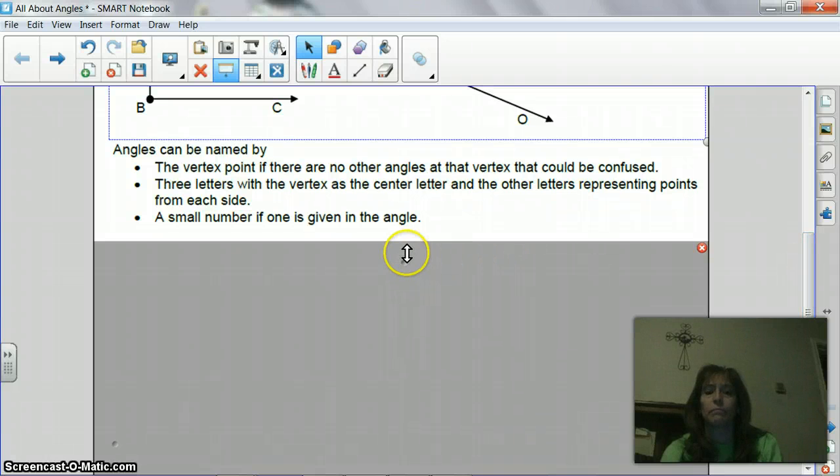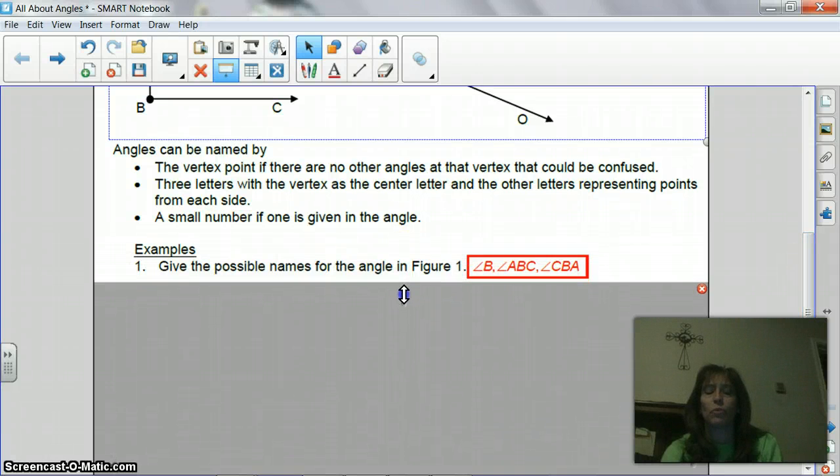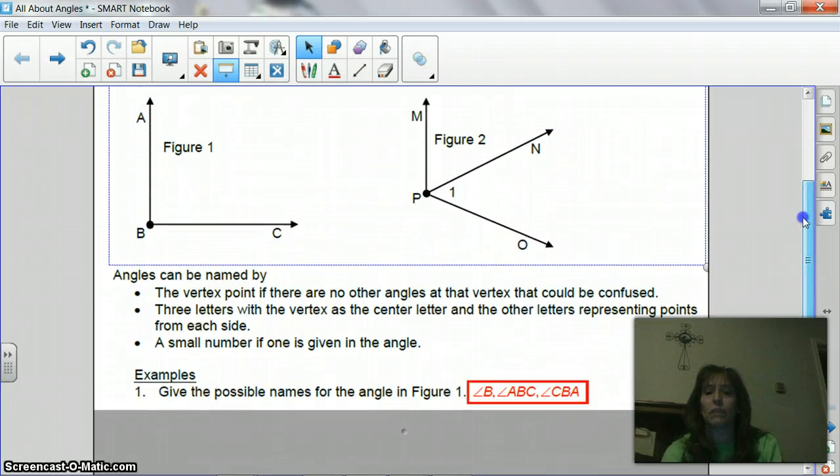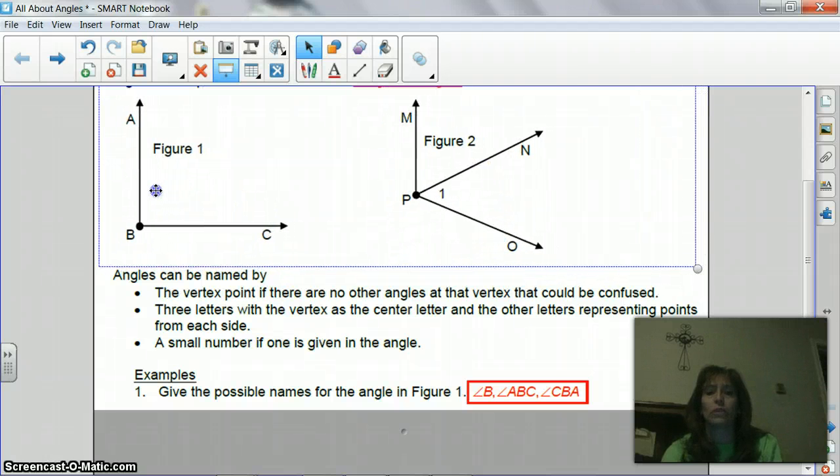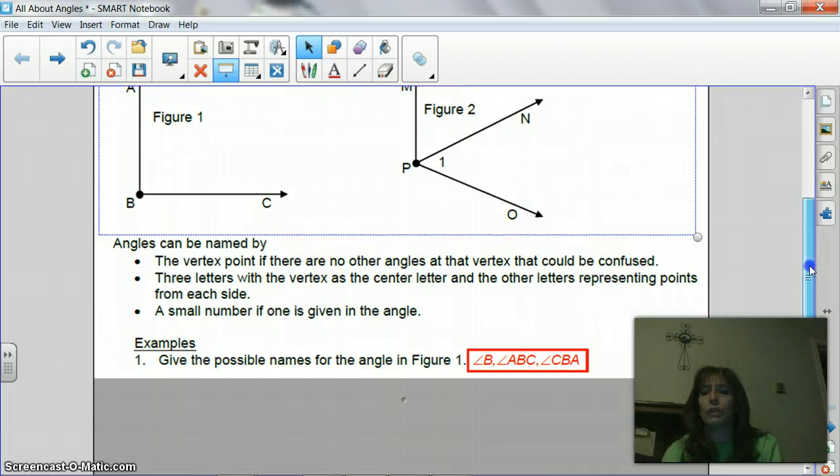Alright, let's keep going. Oh, I actually had an example, and it says give the possible names for the angle in figure 1. So let me go back up just a little bit. Okay, so I said it could be named three ways. Sorry about that. There's my mistake for the night. Okay, I could name it angle B because there's my angle. I could name it angle ABC. And this one doesn't have a number in it, so the only other way I could name it would be to name it backwards, so it would be CBA, okay? Alright, now we can go on.